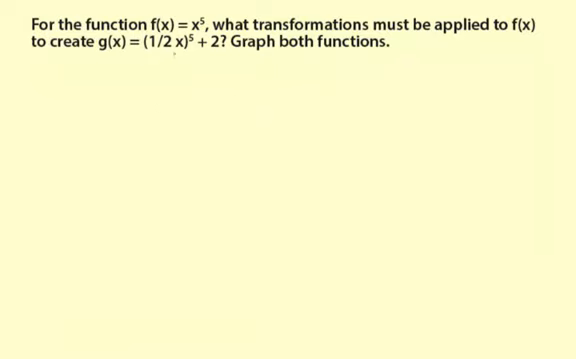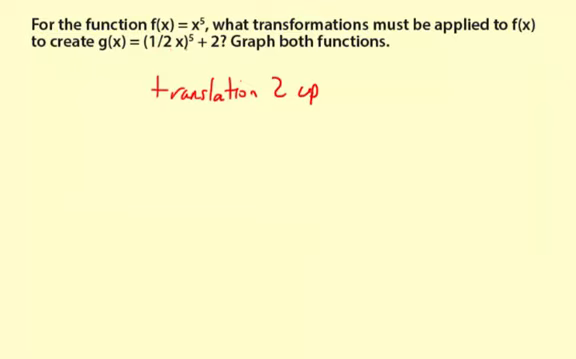Okay, so let's see if we can figure out the transformations here. One thing I noticed, there's a plus 2 outside the parentheses, and that means it's going to be a translation up. And I can put vertical translation up also. They both mean the same thing.